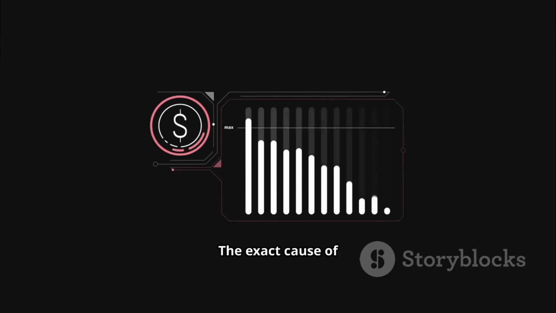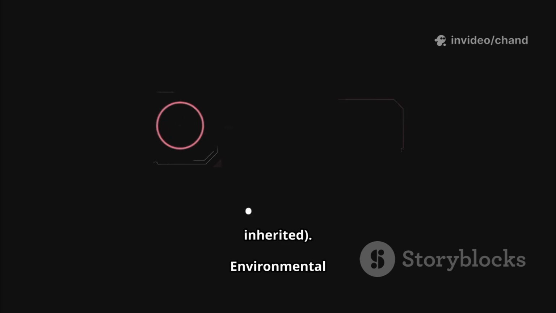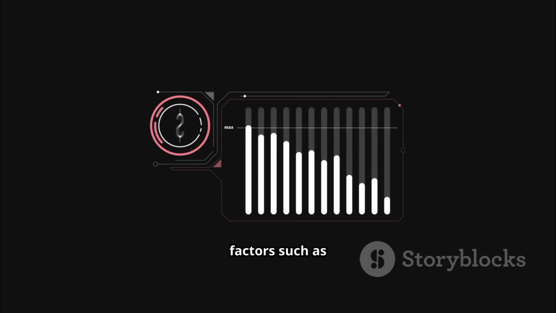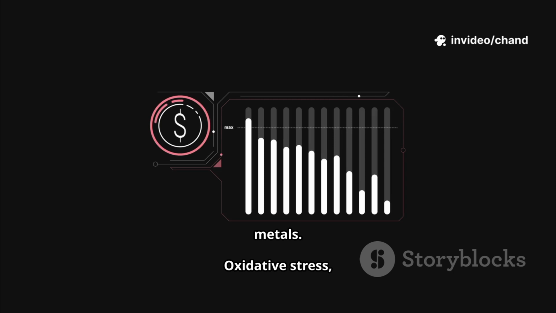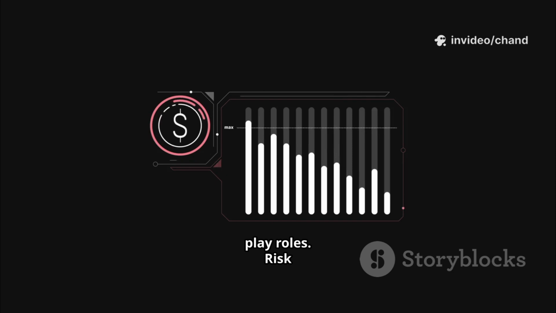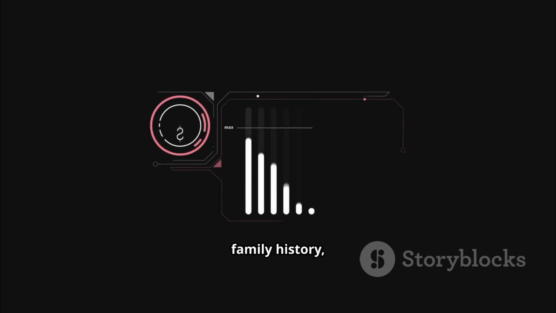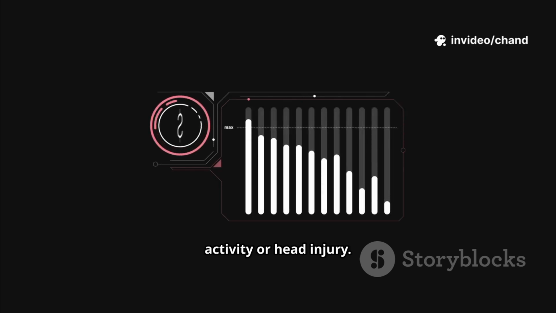The exact cause of MND is still not fully understood, but research points to genetic mutations. About 5 to 10% of cases are inherited. Environmental factors such as exposure to toxins, chemicals, or heavy metals, oxidative stress, abnormal protein aggregation, and immune dysfunction also play roles. Risk factors include age, usually 40-70 years, male gender, family history, and in some studies, intense physical activity or head injury.